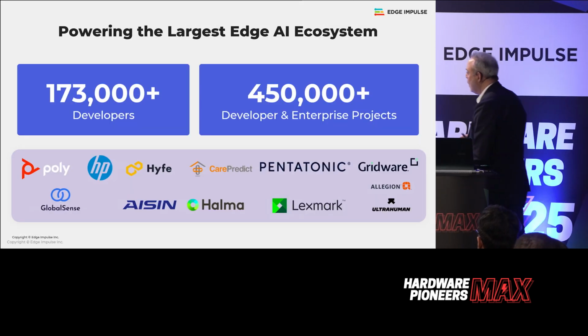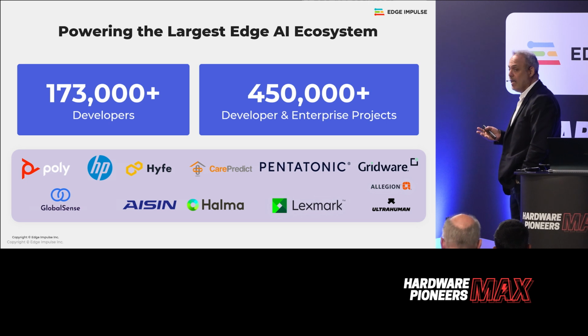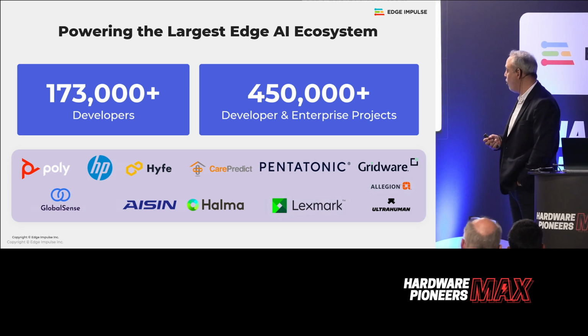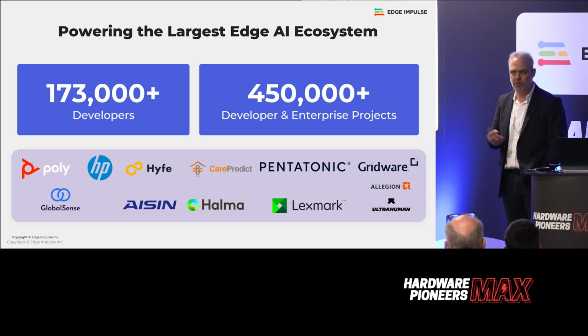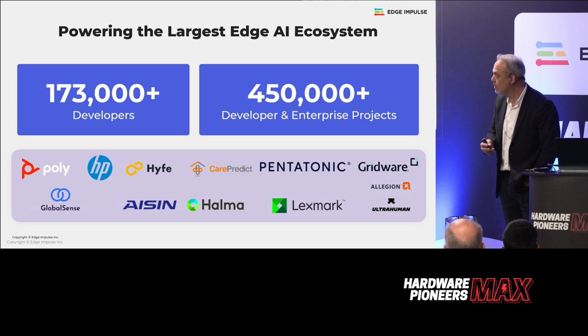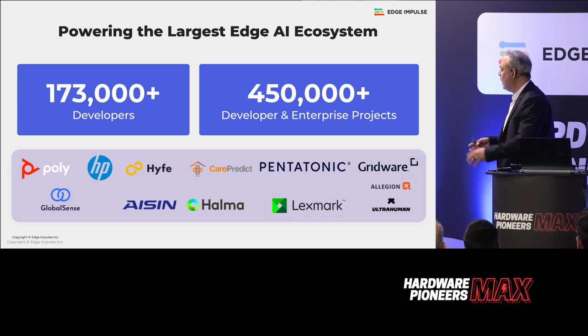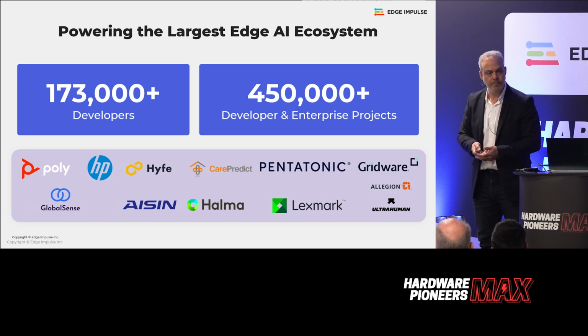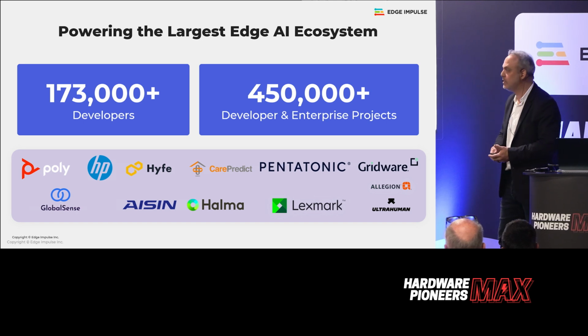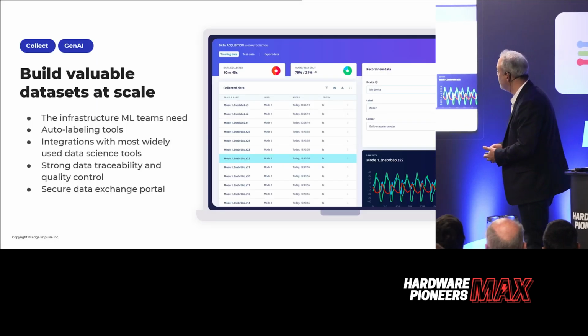Now, we already have 450,000 projects in our platform, and we are in a range of 5,000 per day, 173,000 developers registered, and many customers that are using the platform. So it's already a well-known 6-year-old company that is now running.